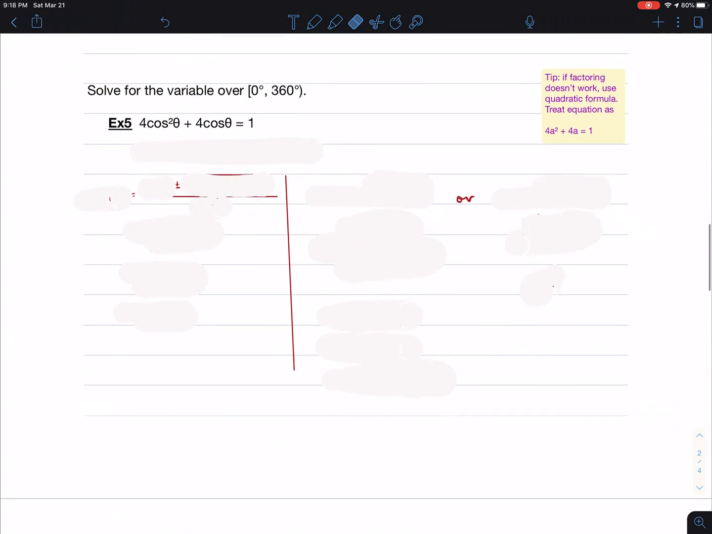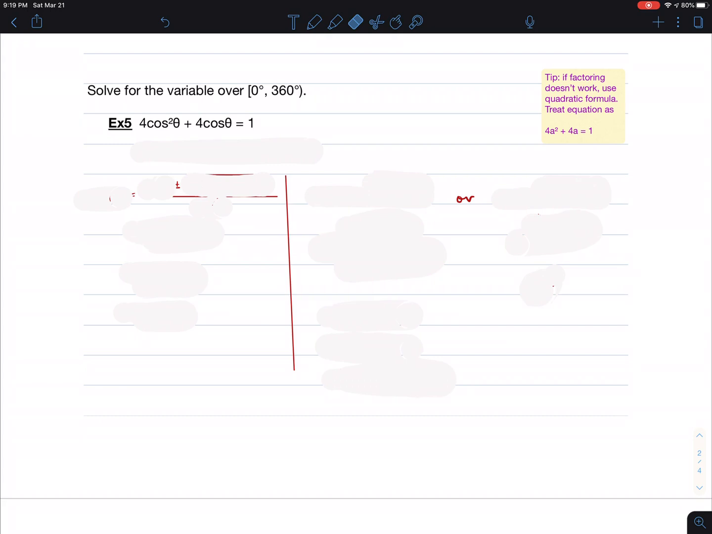All right, let's head into example number 5. Notice that my directions have changed here. It says that we should be working from 0 degrees to 360 degrees, so just keep that in mind. And then there's also a little sticky note tip over here. If factoring doesn't work, use the quadratic formula.